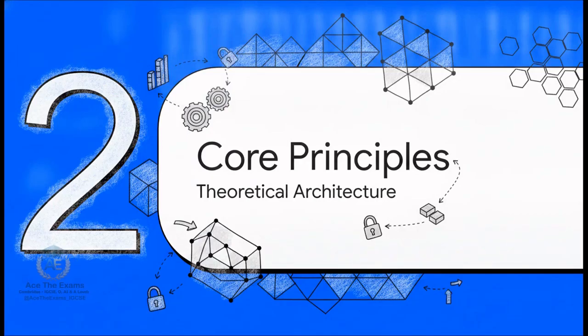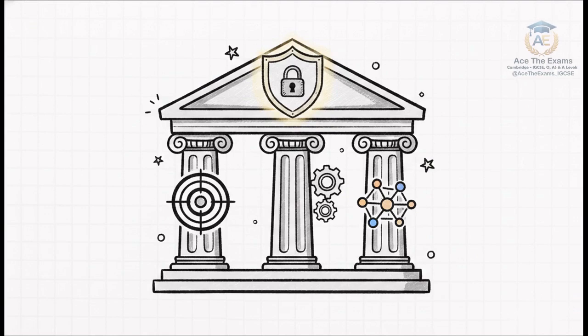Moving right along to Section 2, mastering core principles, or what we call the theoretical architecture. The theoretical architecture of a winning A-star answer rests on these 3 pillars. First, precise definitions. You cannot be vague. Second, causal relationships. For example, if a message is encrypted with a public key, why is it that only the private key can decrypt it? Explain the why, not just the what.